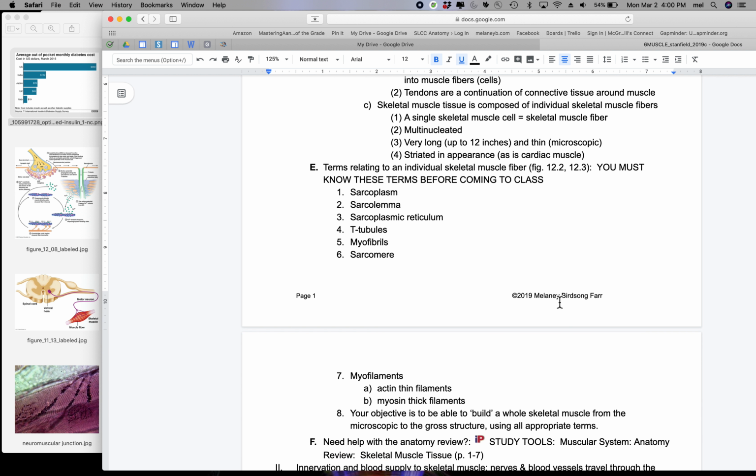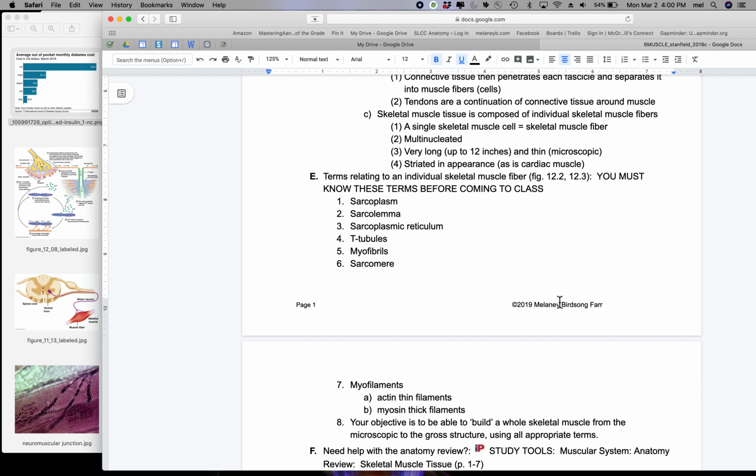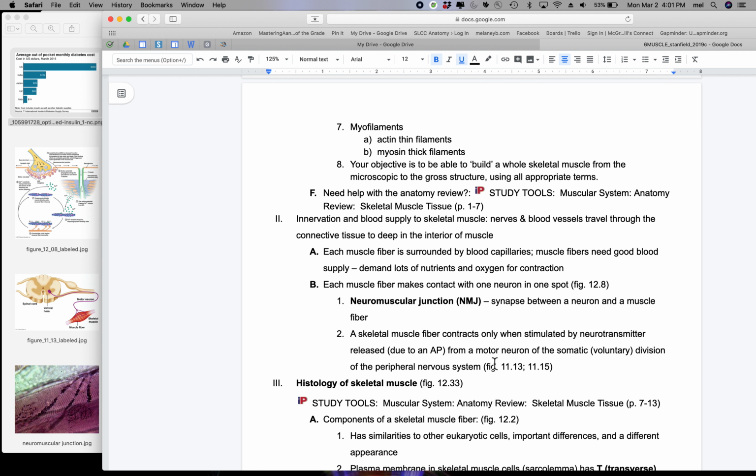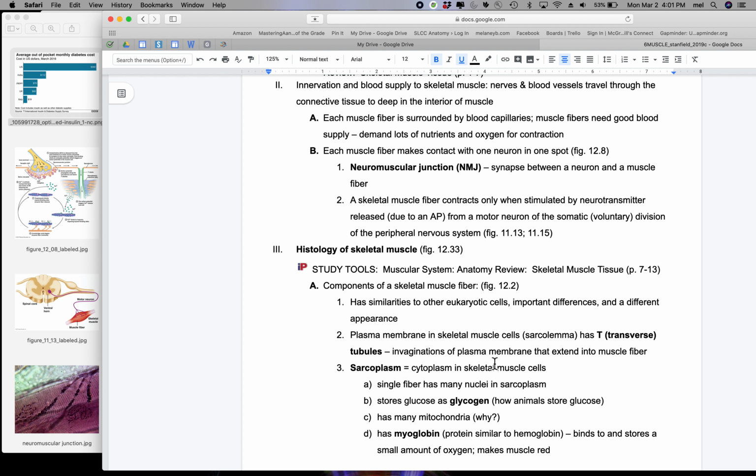Okay, so let's talk about what you are going to need in order to understand muscle physiology. First off, make sure that you are really comfortable with all of the sarco and myo terms that are necessary for understanding the basics of muscle structure, because we have to use those in order to understand muscle function. So all of these you're going to review on your own. Interactive physiology is fantastic for muscular system anatomy review. Here's the specific pages.